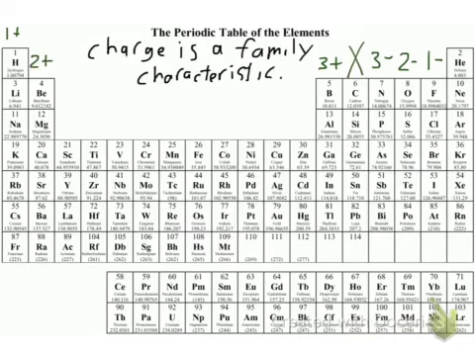Now, the anions are going to be the nitrogen family, the oxygen family, and the halogens. The nitrogen family is going to gain 3 electrons to become stable, making it a 3-. The oxygen family is going to gain 2 electrons to become stable, being 2-. And fluorine, that whole family, fluorine, chlorine, bromine, the halogens, they're going to gain 1 electron and become stable with a 1- charge. Noble gases don't make charges.